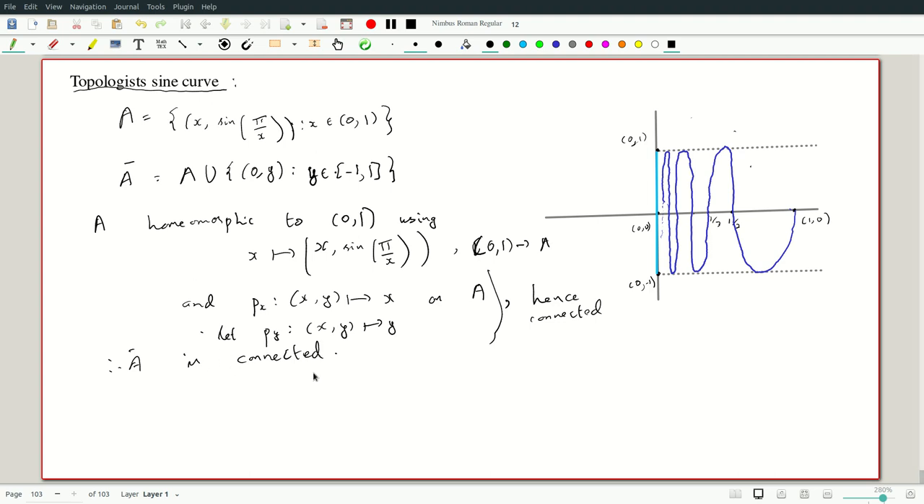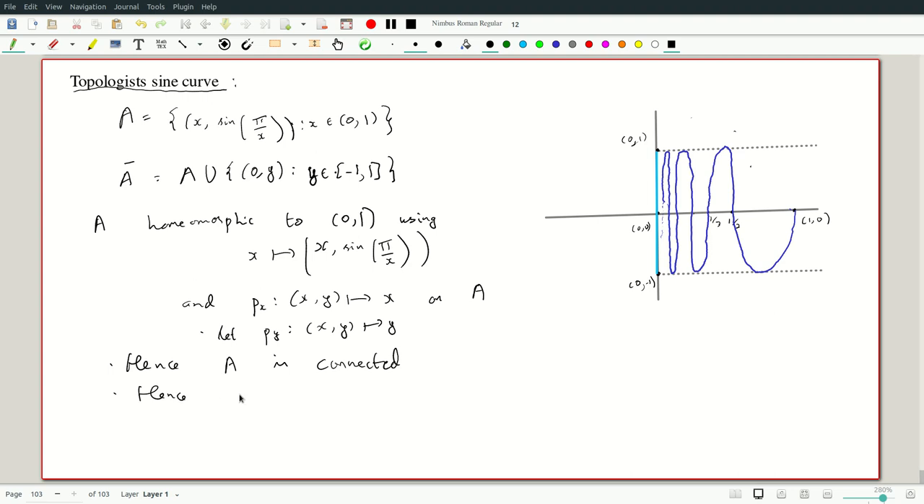Okay, so we need actually this picture. We'll take this picture on a fresh page. So let me write it out more fully. Hence A is connected. Indeed, it's an easy exercise that the graph of a function is always homeomorphic to the domain. Hence A is connected, hence A bar is connected.